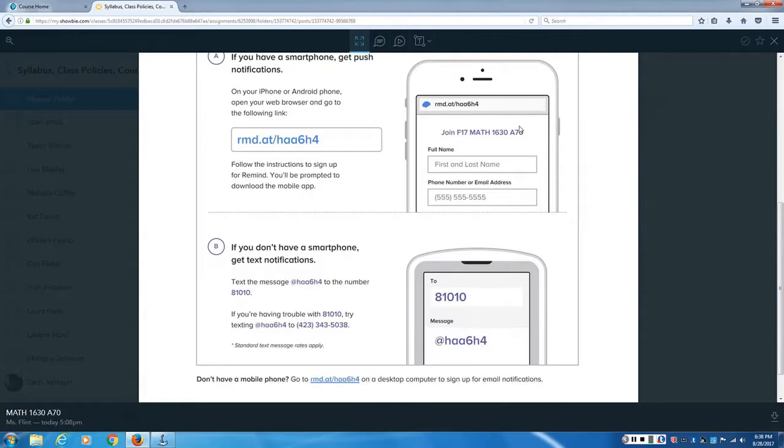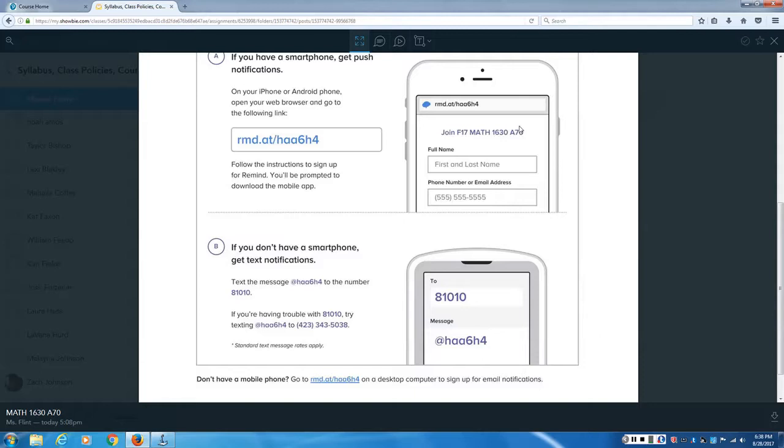For this class, there's 2 ways you can use Remind. If you've got a smartphone, iPhone or Android, open your web browser and type in the URL rnd.at/HAA 6H4. And then you sign up.